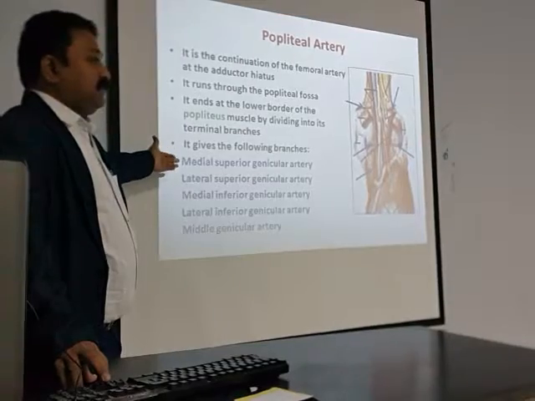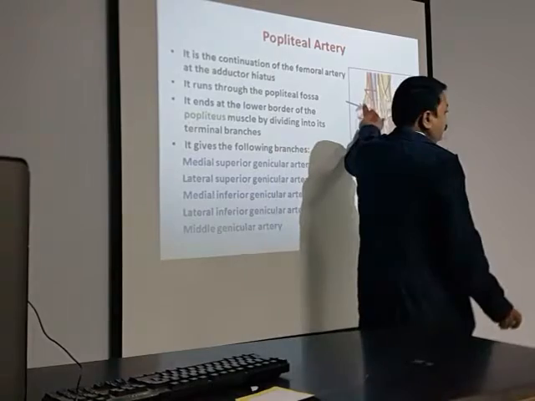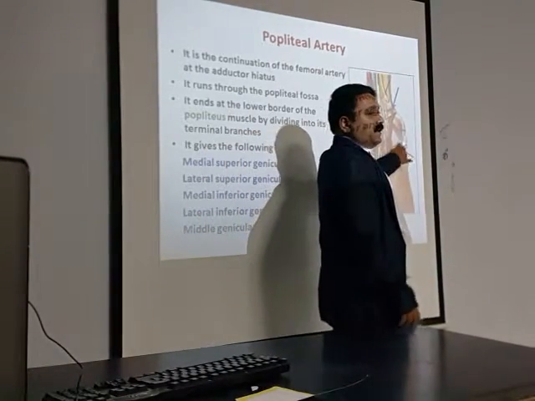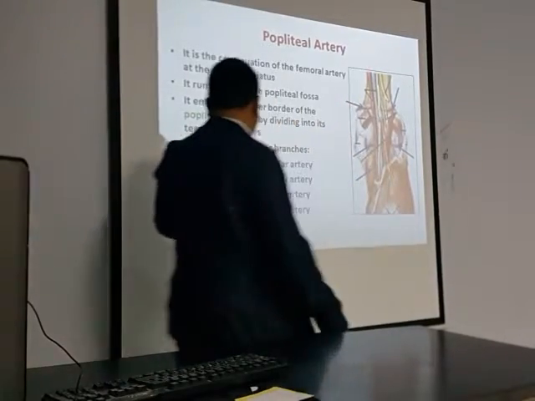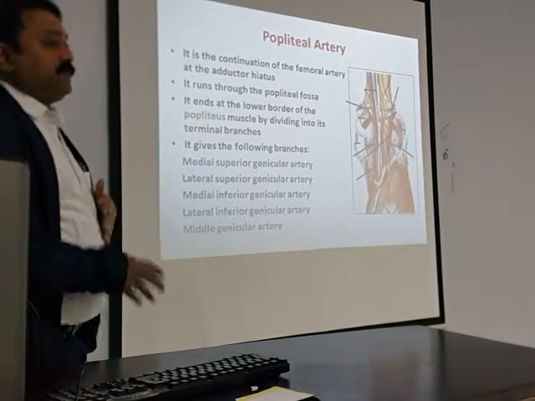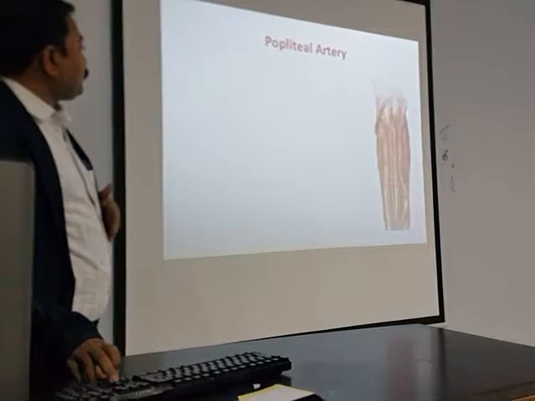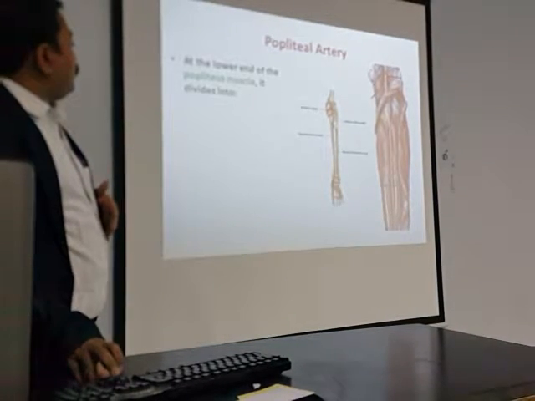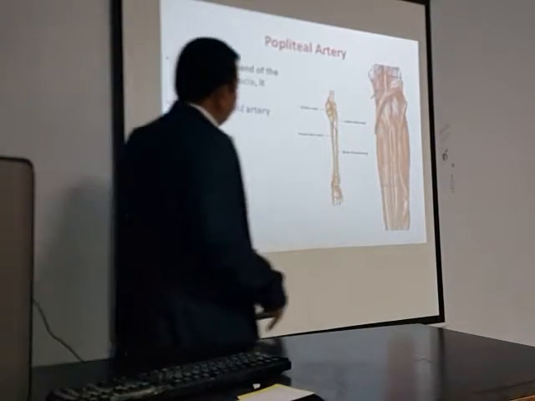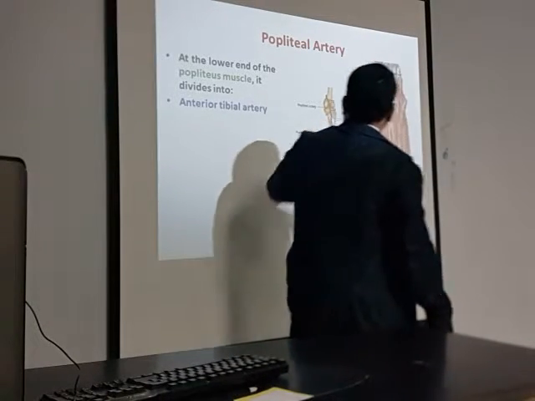Medial and lateral superior genicular arteries, and the inferior genicular arteries, medial and lateral: 4 branches, and the middle genicular artery. So these are the 5 branches from the popliteal artery. So is it clear now? Yes. At the lower end of the popliteus muscle, these are the branches from the popliteal artery.